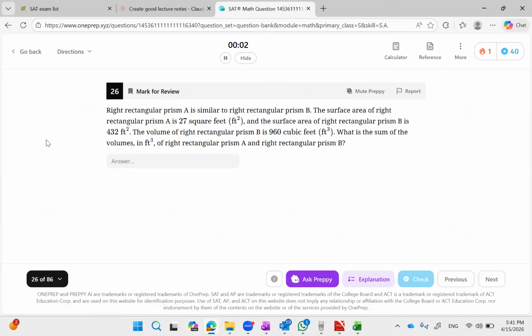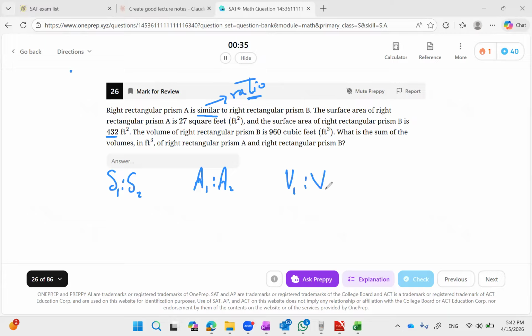So it says here, a right rectangular prism A is similar to right rectangular prism B. So I'm talking about ratio. Surface area of A is 27 and the surface area of B is 432. So let's go back. Side 1 to side 2 is the ratio between the sides. Area 1 to area 2 is the ratio between the areas. So volume 1 to volume 2.